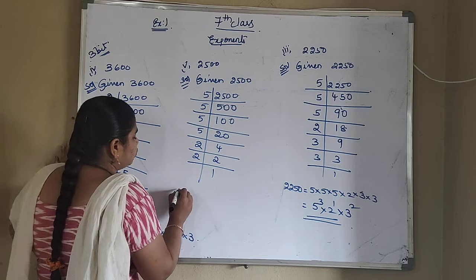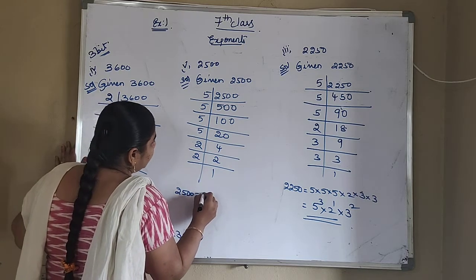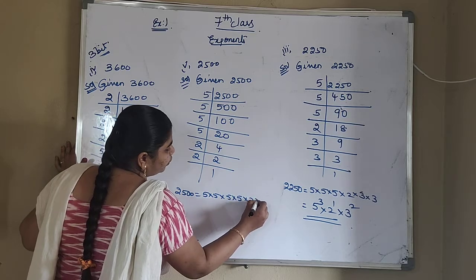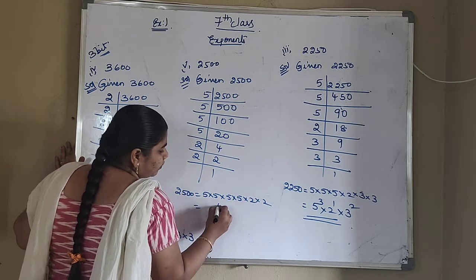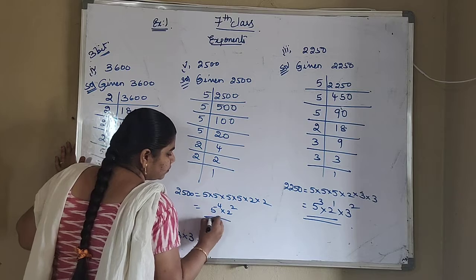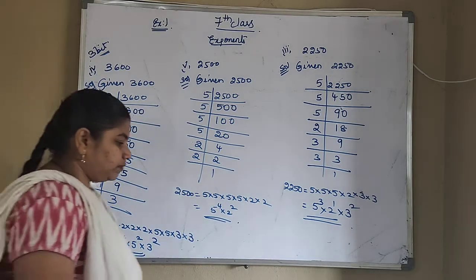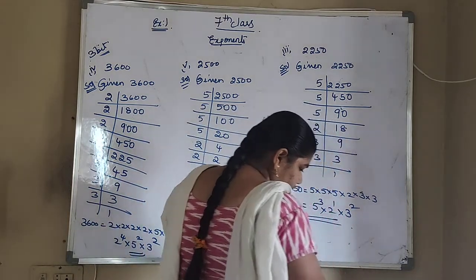So we can write this 2500 as 5 into 5 into 5 into 5 into 2 into 2. That is 5 power 4 into 2 power 2. So this is our last bit in this third question. Okay, next one.